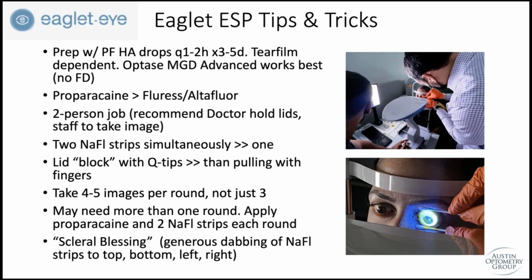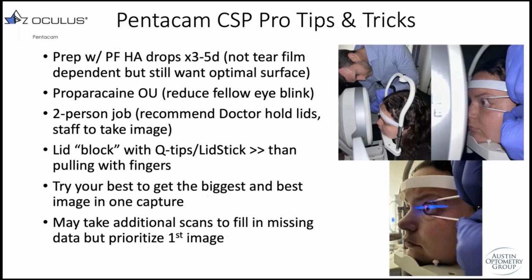The scleral blessing is essentially just when you're applying the dye. It's kind of a Catholic reference. Top, bottom, left, and right. You're just going to dab the fluorescein across those four quadrants of the eye, and two strips work way better than one. So just take two fluorescein strips, wet both. So again, this is tear film dependent.